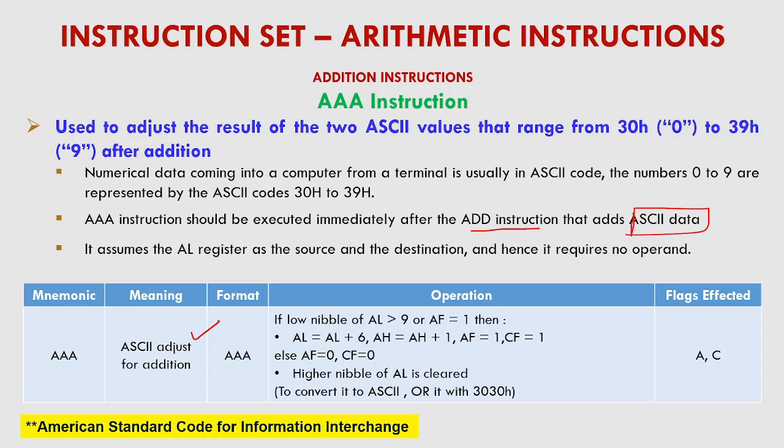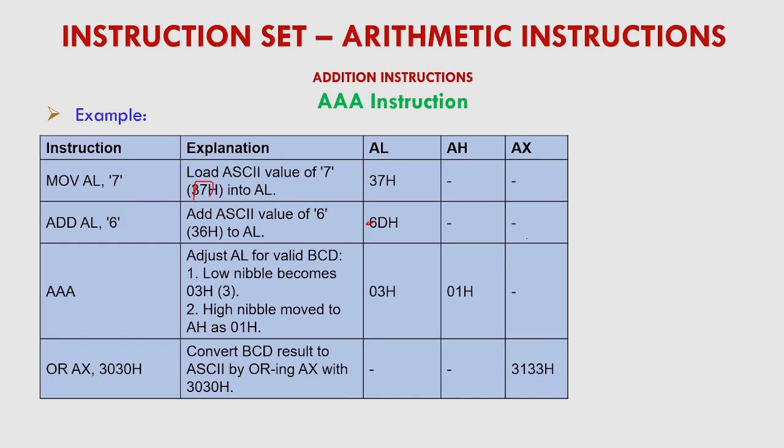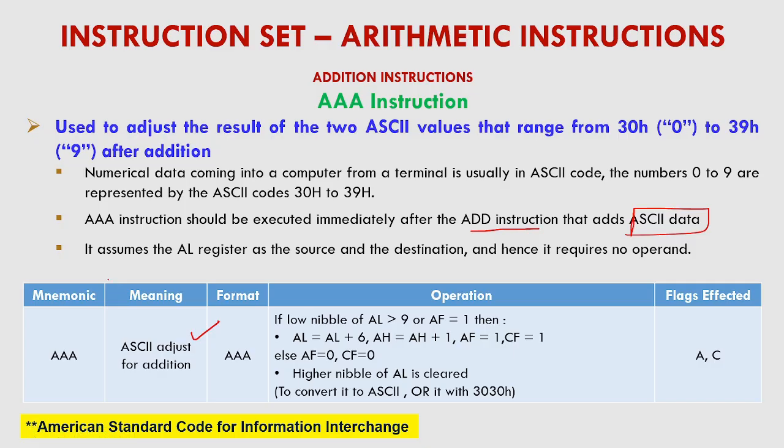Now, the next important thing is that here we assume the AL register as both source and destination. There is no operand while you are using this instruction. You can see here, there is no operand. There is no operand in this instruction, right? That's what I said.